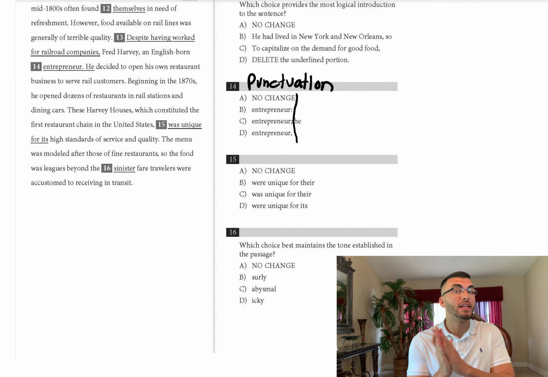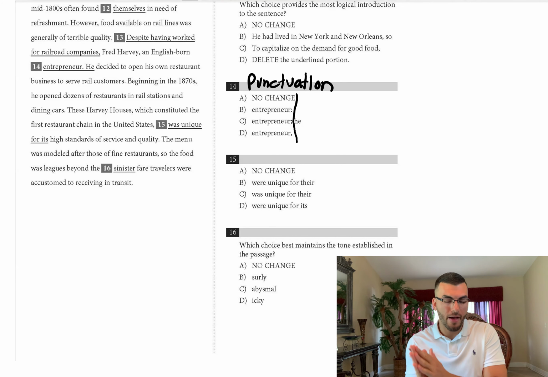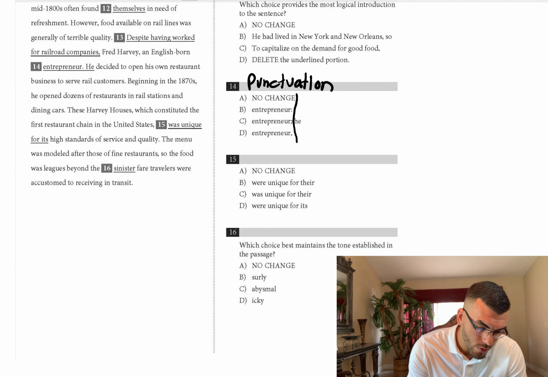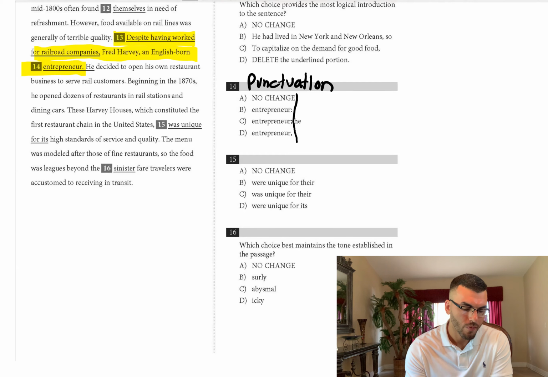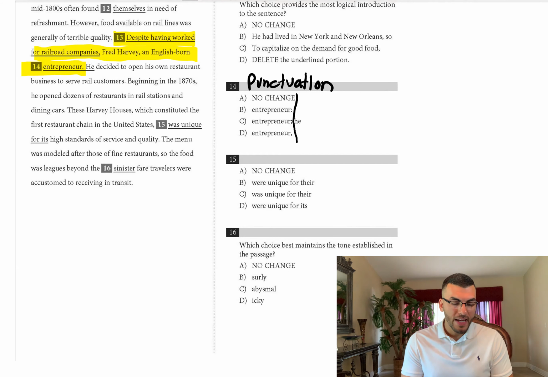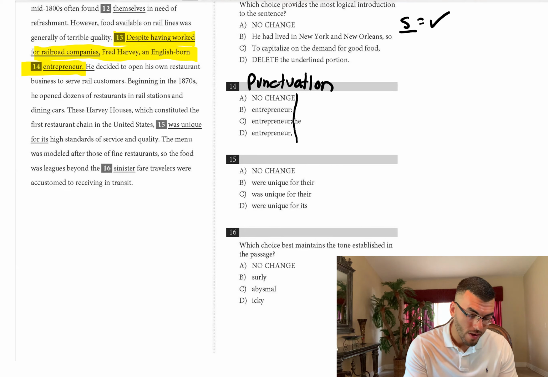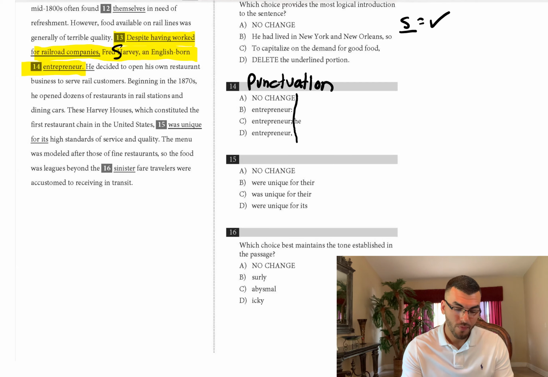And this is going to tell us we got to read before the line, and then we got to read after the line. So let's read the sentence before the line up until the word entrepreneur. So, despite having worked for railroad companies, Fred Harvey, an English-born entrepreneur, does it have a subject? Yep, Fred Harvey. Fred Harvey is the subject.